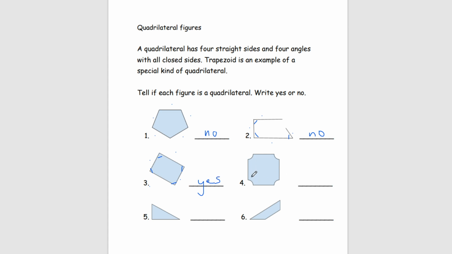And number four, actually, no, you can't even consider those angles because it's a circle. It's a circular shape right here. So the second there's a circular shape, this is already not a quadrilateral. So number four is no. For number five, we have a triangle, which is one, two, three sides. So it's no. And number six, we have one, two, three, four sides, and it has one, two, three, four angles. So number six is yes.